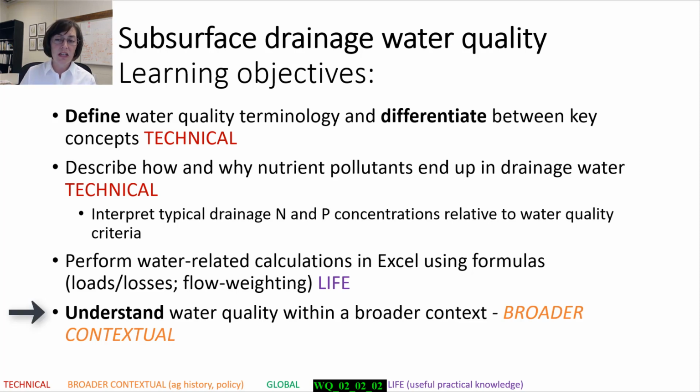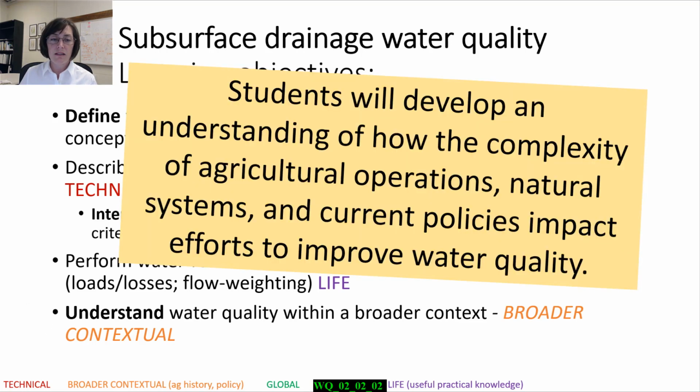For example, I mentioned the Chesapeake Bay watershed, and this is because you'll remember one of the high-level learning objectives for this class is to develop an understanding of how the complexity of ag operations, natural systems, and policies like TMDLs or state nutrient strategies impact our efforts to improve water quality.